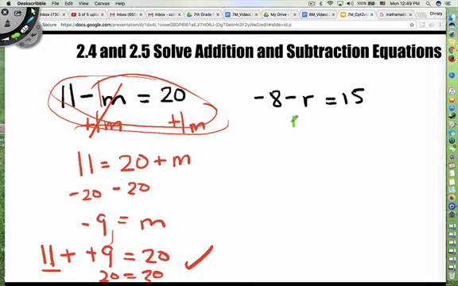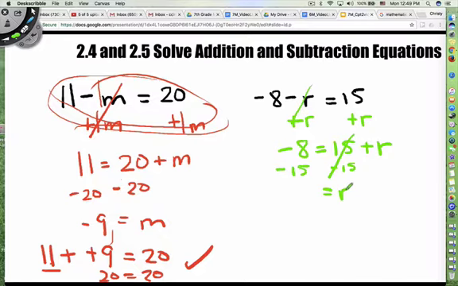So I'm going to add r to both sides. I'm going to teach you how to solve this another way later, but add r to both sides. This cancels out here. Negative 8 is equal to 15 plus r. Now we subtract 15 from both sides. We get r by itself here.